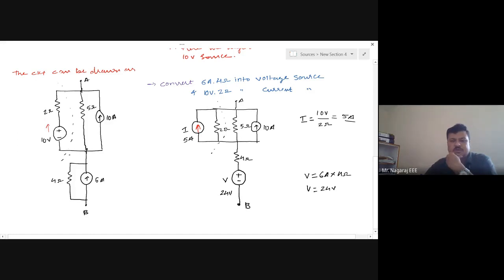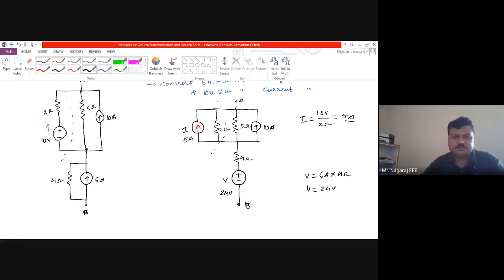So now ultimately what I want between A and B is the single voltage source. Already I have one voltage source with me. I will not touch it. I will keep it as it is. And I have a parallel combination of these current sources. I will take effective value of this current source. Then I will convert it into the voltage source. So we'll write a note.